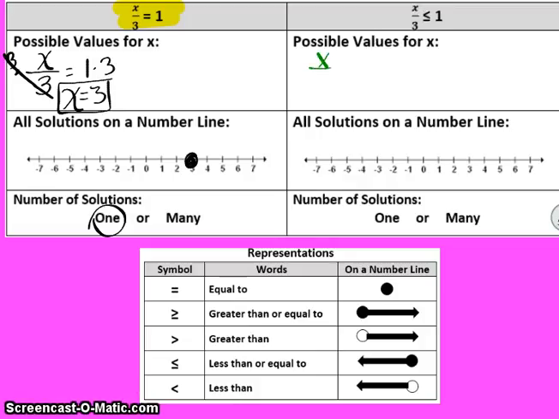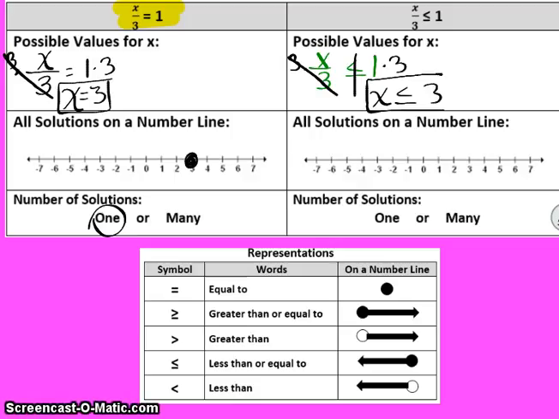So I have x over 3 is less than or equal to 1. So I do this the same way. I draw a line through my equal sign. First thing, this is a fraction, that means division. The opposite of division is multiplication, so I got to multiply by 3 on both sides. So I'm left with x is less than or equal to 1 times 3, which is 3.